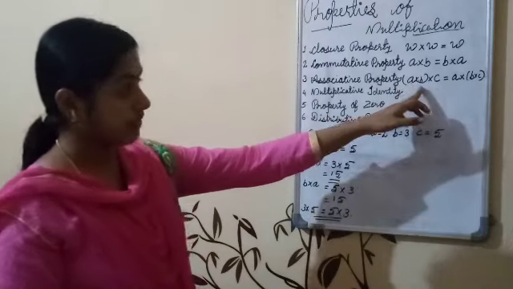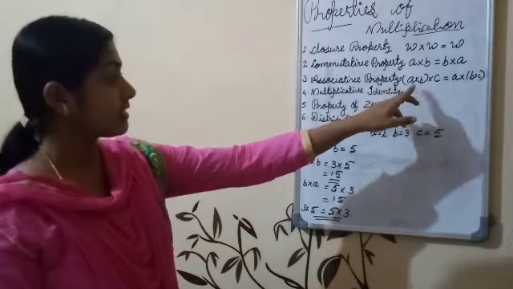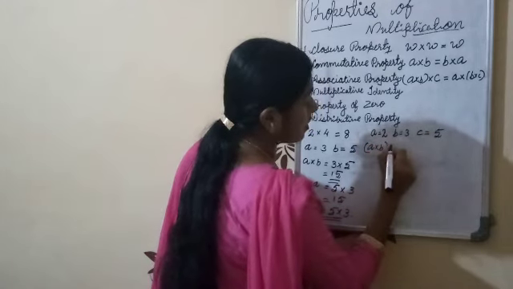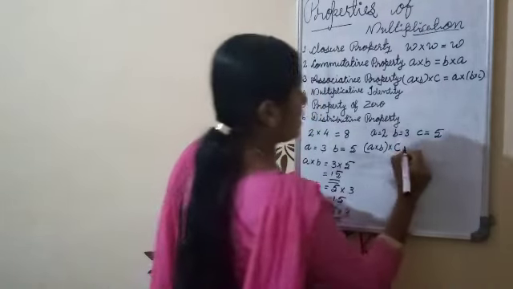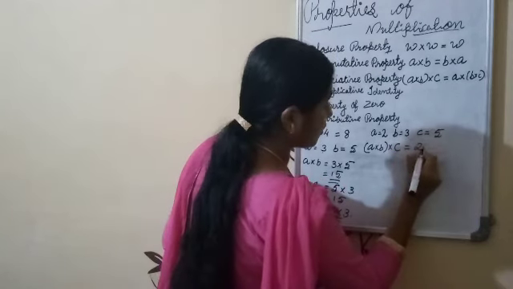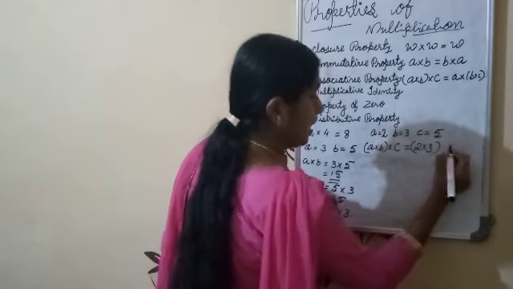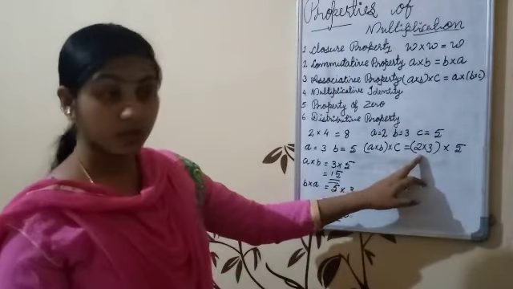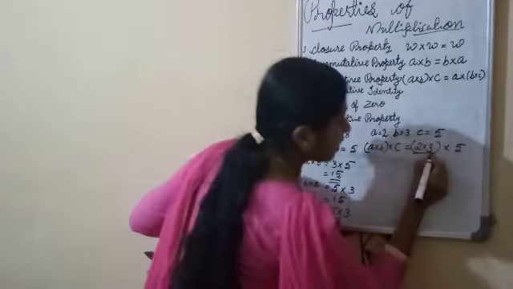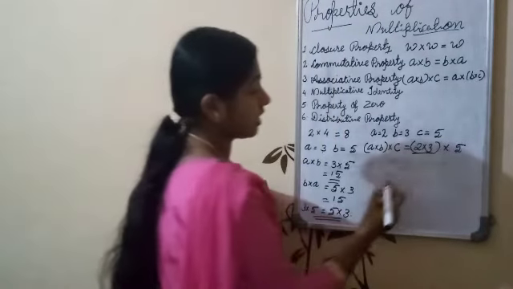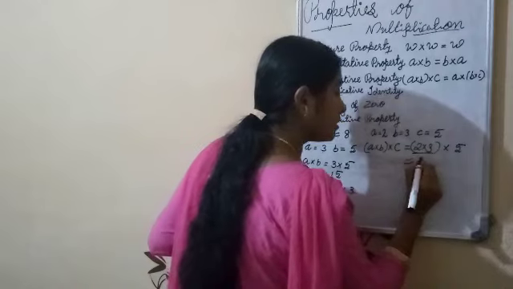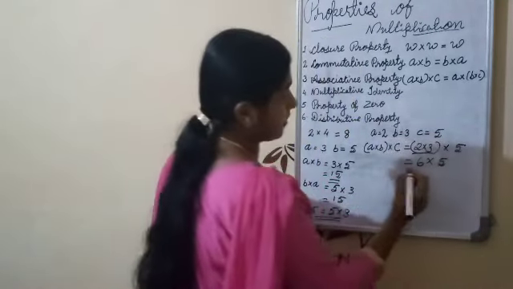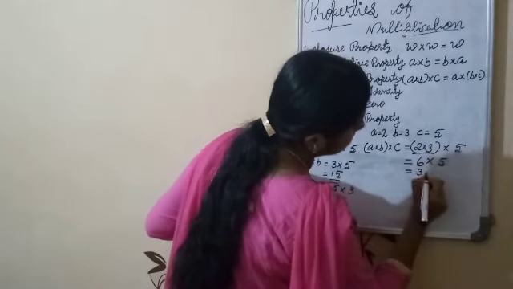The product, first we will consider the first side. Let us take (a into b) into c, equal to (2 into 3) into 5. Here first step, remove the bracket. Then solve 2 into 3. 2 3s are 6. 6 into 5. 6 5s are 30.